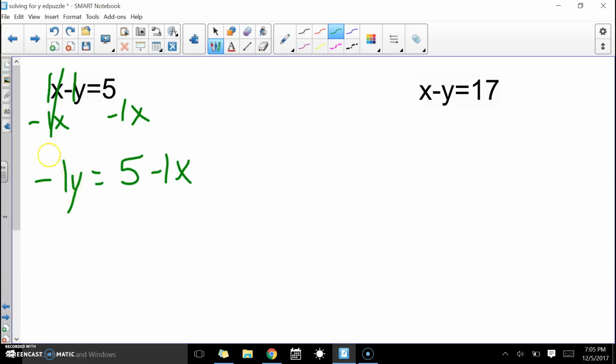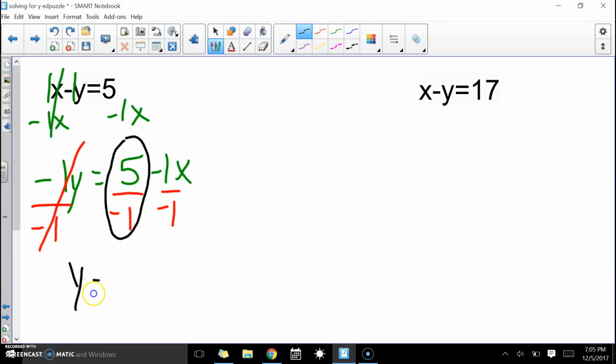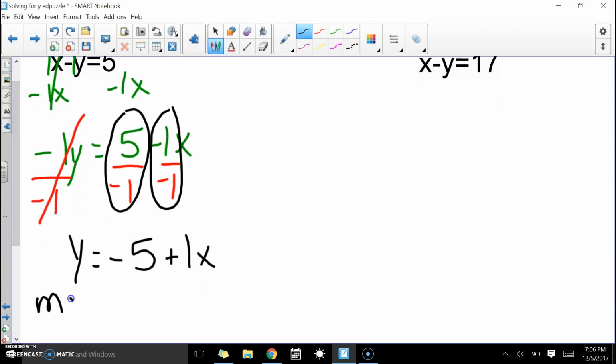All right, y is almost by itself, but it still has that negative 1. Negative 1 is being multiplied by y, so in order to cancel that out, I have to divide by negative 1. Divide by negative 1 and divide by negative 1. So 5 divided by negative 1 gives me negative 5, and negative 1 divided by negative 1 gives me a positive 1 in my x. So my m would equal 1, and my b would equal negative 5. Now you try the next one.